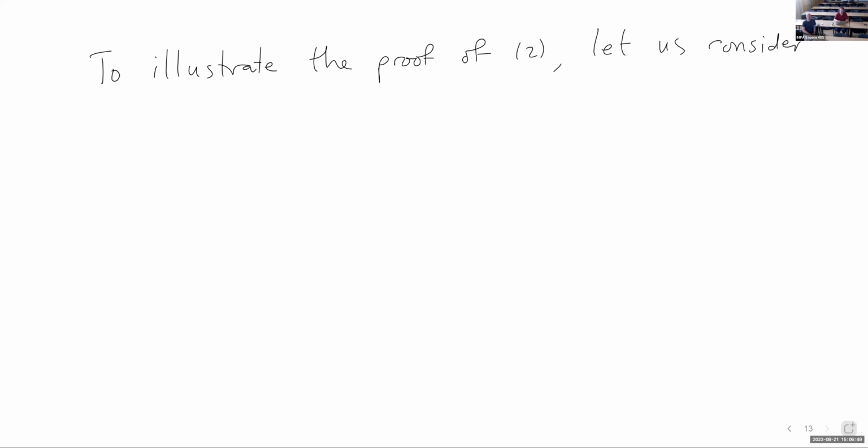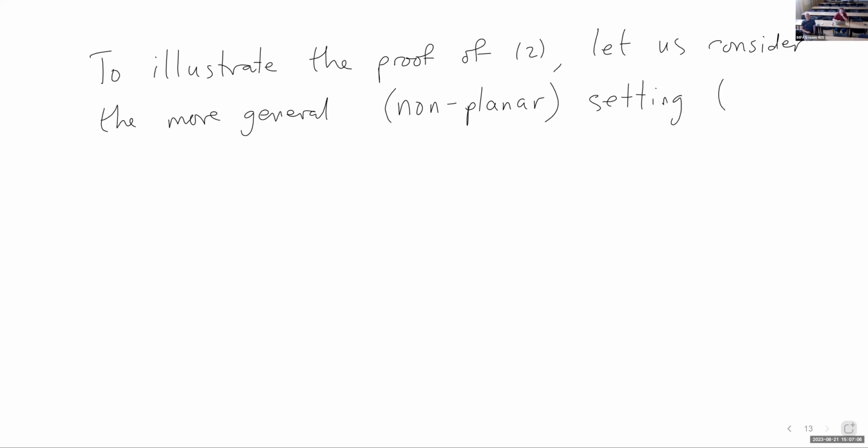So to illustrate the proof of 2, let's consider a more general setting. Non-planar, I mean. So X no longer has to be a subset of the plane. In this non-planar setting, X is just a compact metric space. So this time, there is no normal element for which this is the spectrum.